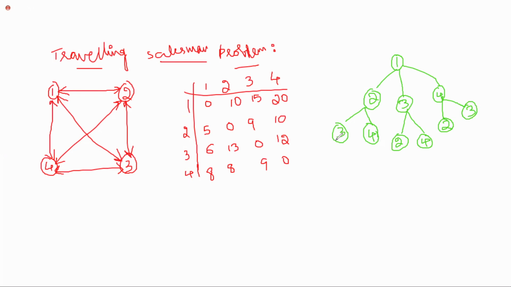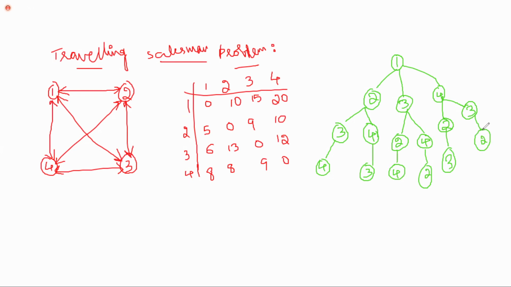Next, 1, 2, 3 I have visited. The remaining possibility is 4. 1, 2, 4 I have visited. The remaining possibility is 3. Here 1, 3, 2 I have visited. The remaining possibility is 4. 1, 3, 4 I have visited. The remaining possibility is 2. Here 1, 4, 2 I have visited. The remaining possibility is 3. Here I have visited 1, 4, 3. The remaining possibility is 2.